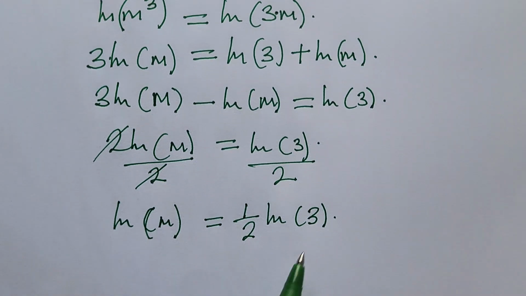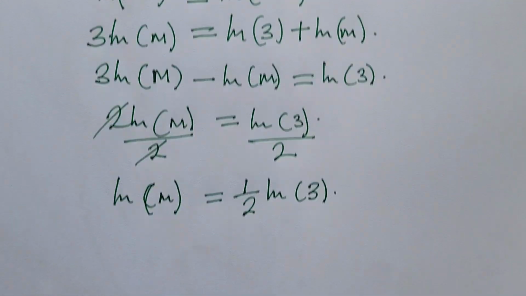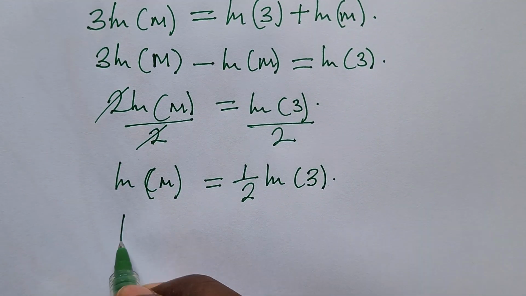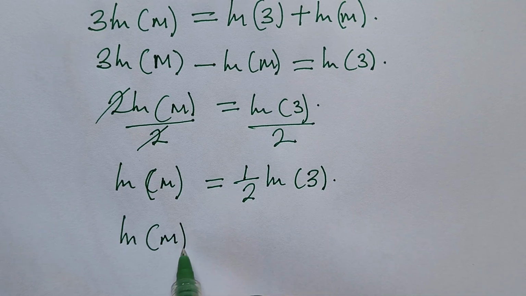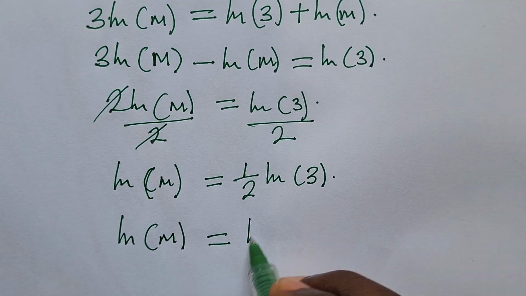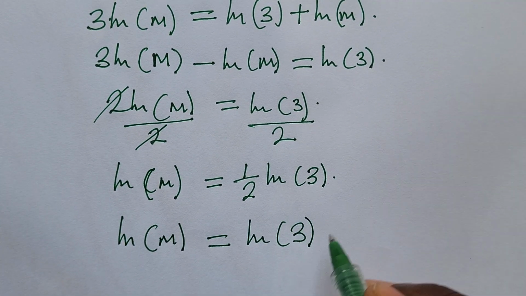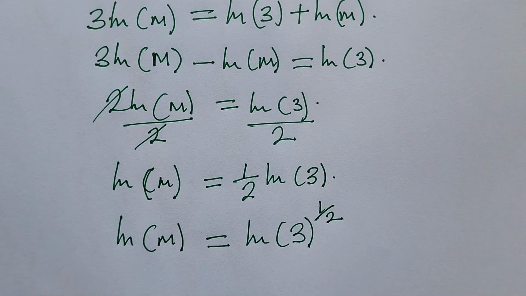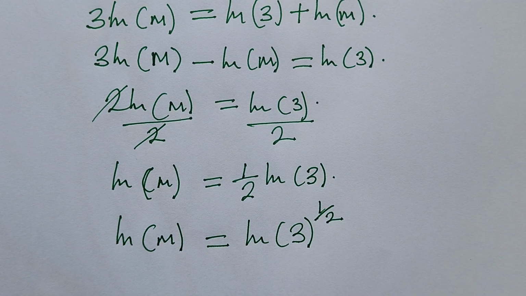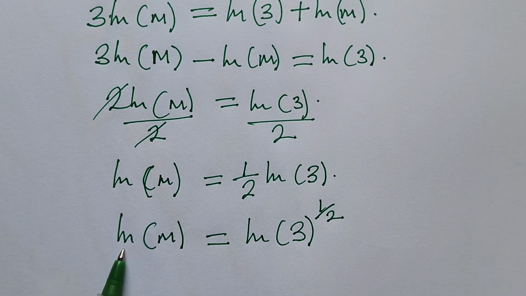So we can now move this to the side of the equation. Rewriting this equation, we're going to have ln of m equal to ln of bracket 3 all to the power of 1 all over 2. Any confusion? No. Look at our m here. We are having the natural log of this.